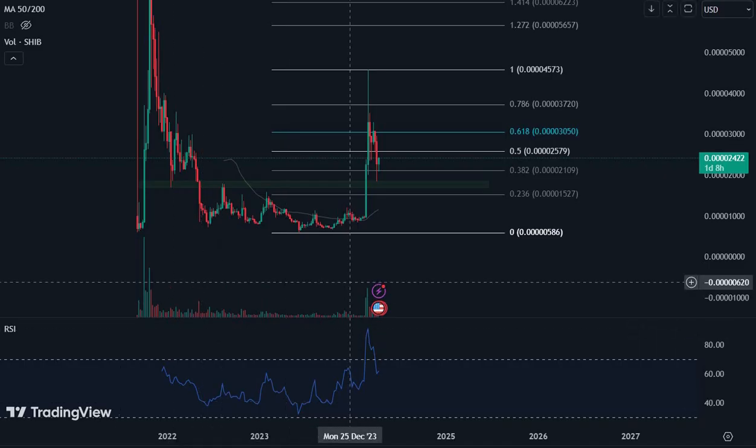This is a quick Shiba Inu update. I just covered Dogecoin and now I'm going to cover Shiba Inu. It's going to be a really quick video.